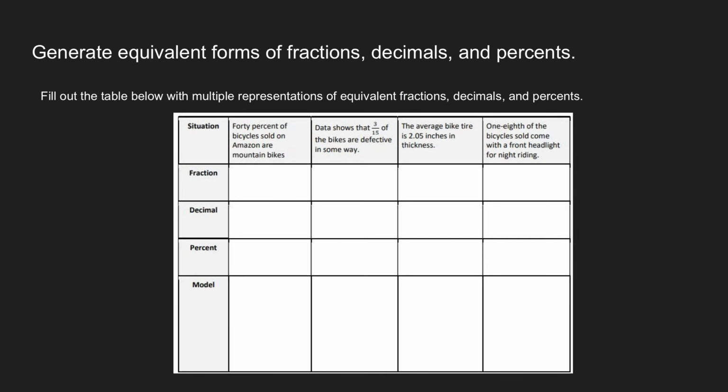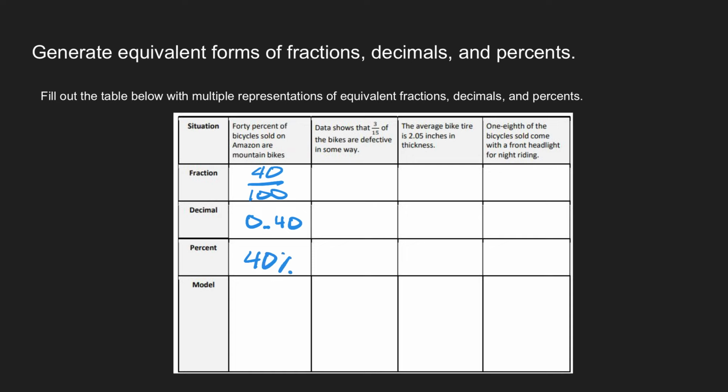Ooh, another hard one. Fill out the table below with multiple representations of equivalent fractions, decimals, and percents. Okay. 40% of bicycles sold on Amazon are mountain bikes. So we need 40% as a fraction. We know that that's going to be out of 100. So 40 out of 100. If I can say 40 hundredths, I can draw 40 hundredths. And then the percent, since it's out of 100 and 40%, it's already given us 40%.